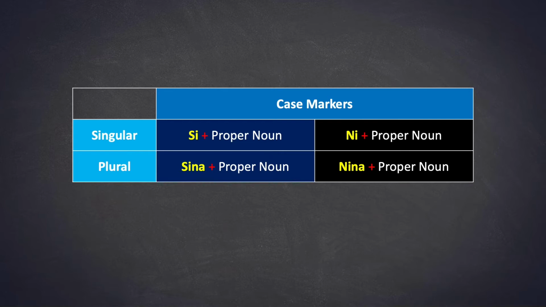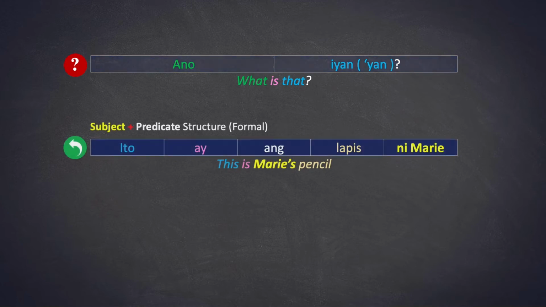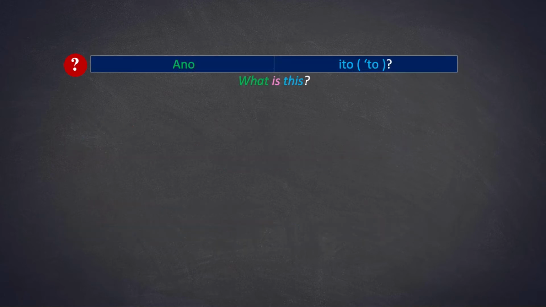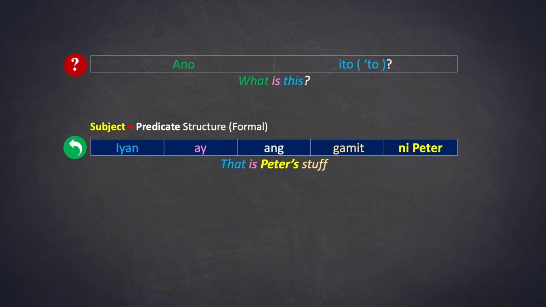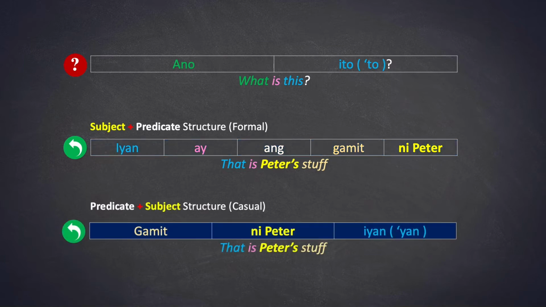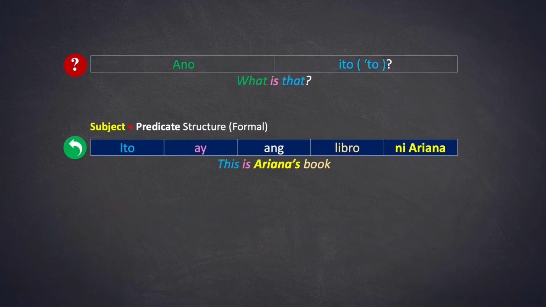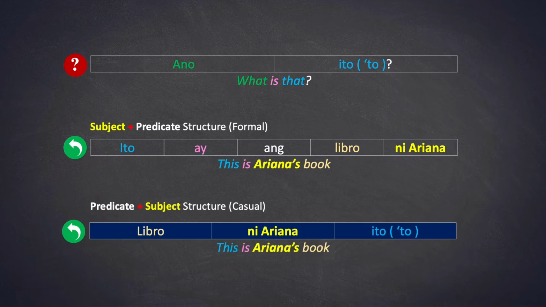For example, ano iyan? Ito ay ang lapis ni Marie. So instead of niya, you can mention the name of the person. Lapis ni Marie ito. This is Marie's pencil. Ano ito? Iyan ay ang gamit ni Peter. Gamit ni Peter iyan. That is Peter's stuff. Ano ito? Ito ay ang libro ni Ariana. Libro ni Ariana ito. This is Ariana's book.